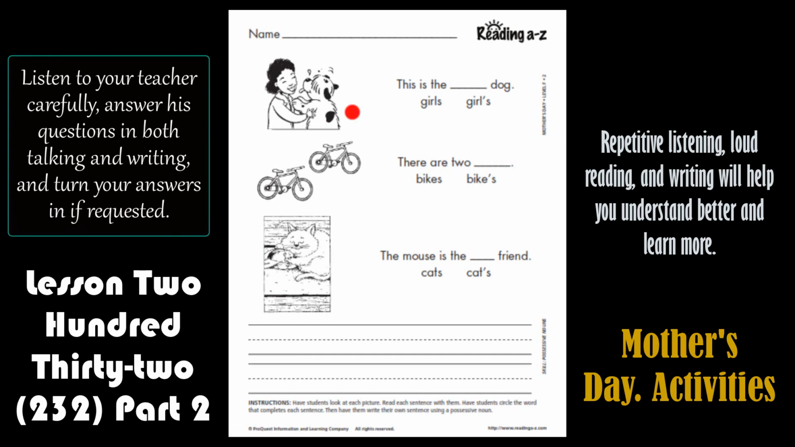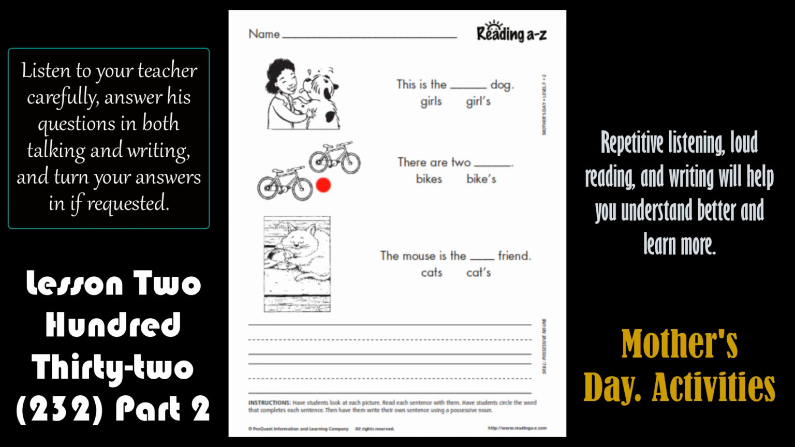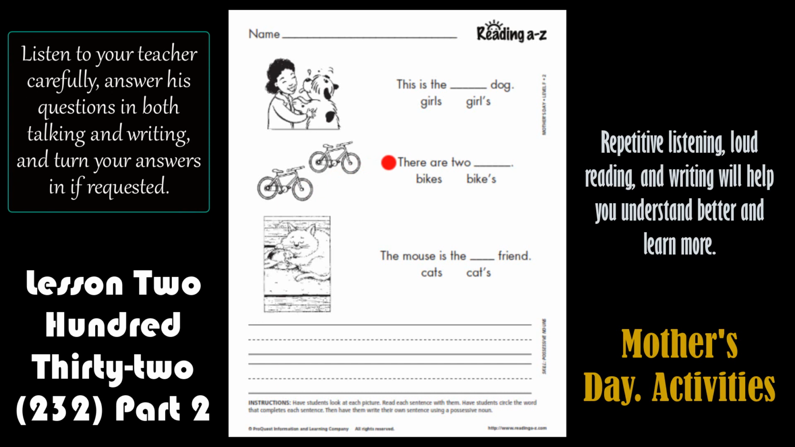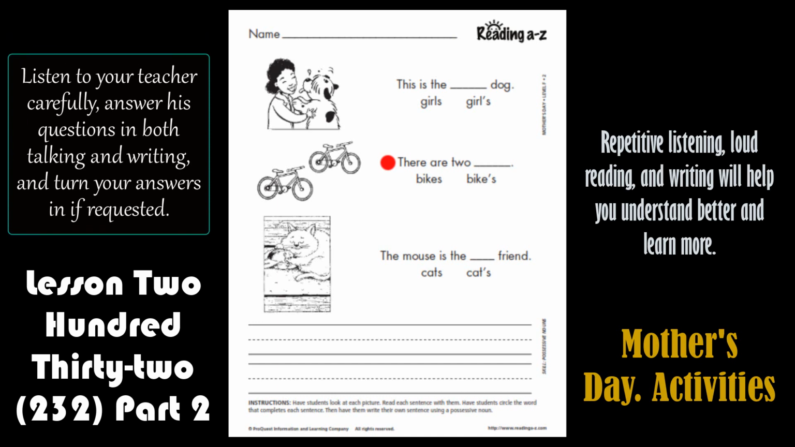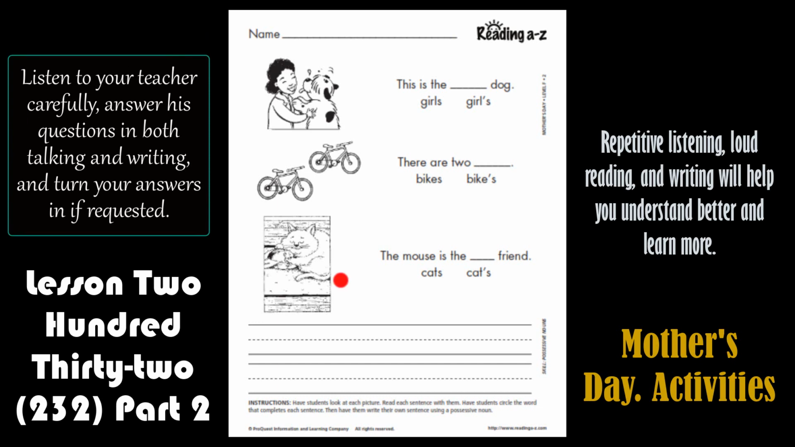Do you remember I asked you to look at these 3 pictures carefully? Well, after looking at them, I hope that you have noticed that this girl or lady has a dog. She possesses a dog. She owns a dog. As to these 2 bikes, does this sentence convey the idea of possession or plural? And last, let me tell you that this cat has a friend. It is the mouse.